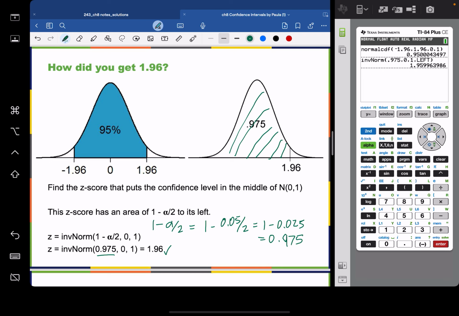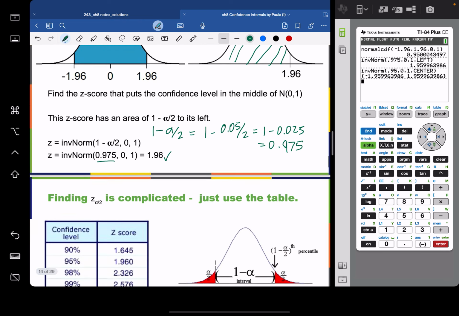Now the TI-84 Plus has the option to actually make this a little less complicated. If we just put 0.95 and say that that's the area in the center, then we'll get the exact same result. So we didn't have to go through this whole contortion here. Oh, interesting. It gives us both z-scores, the negative 1.96 and the positive 1.96. But I think the TI-83 and some of the older TI-84s don't have the option to choose left or center there.